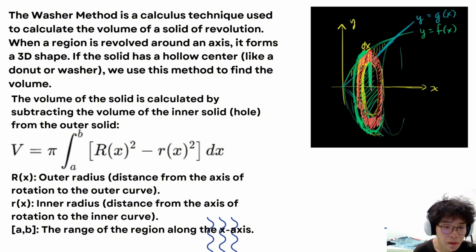Let's see the formula. The volume equals pi times the integral from a to b of the square of big R(x) minus the square of small r(x) dx, where big R(x) is the outer radius, the distance from the axis of rotation to the outer curve, and small r(x) is the inner radius, the distance from the axis of rotation to the inner curve, and the interval from a to b is the range of the region along the axis.